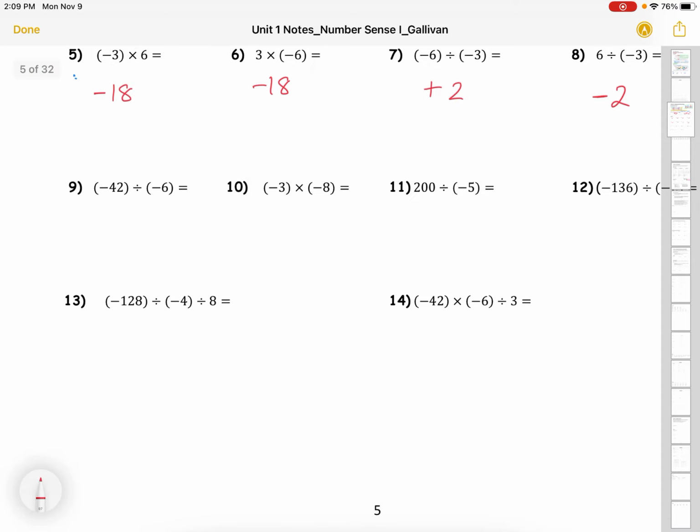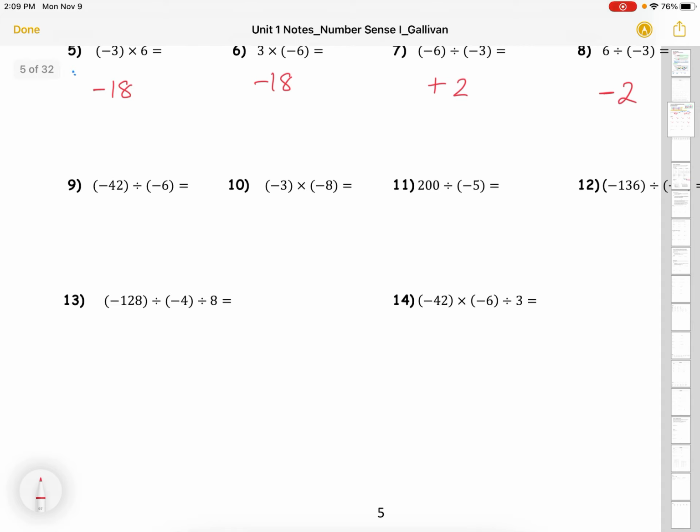Negative 42 divided by negative 6. Well, it's a negative divided by a negative. The signs are the same, so I know my answer will be positive. 42 divided by 6 is 7. Negative 3 times negative 8. They're both negative, so it's going to be positive. 3 times 8 equals 24.